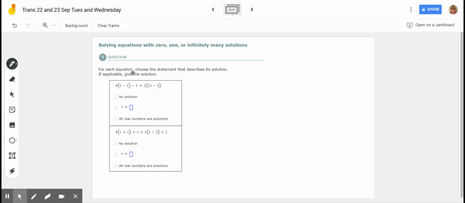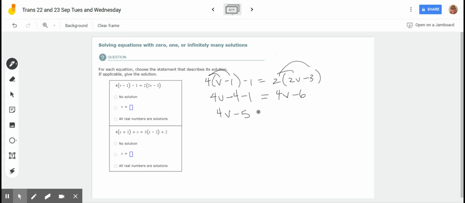All right, so for each equation, choose the statement that describes its solution. If applicable, give the solution. That means if it has a solution. Here we go. We have 4 times v minus 1 equals 2 times 2v minus 3. Let's see if this variable is going to disappear, and I'll show you what I mean. Distribute: 4v minus 4 equals 4v minus 6.